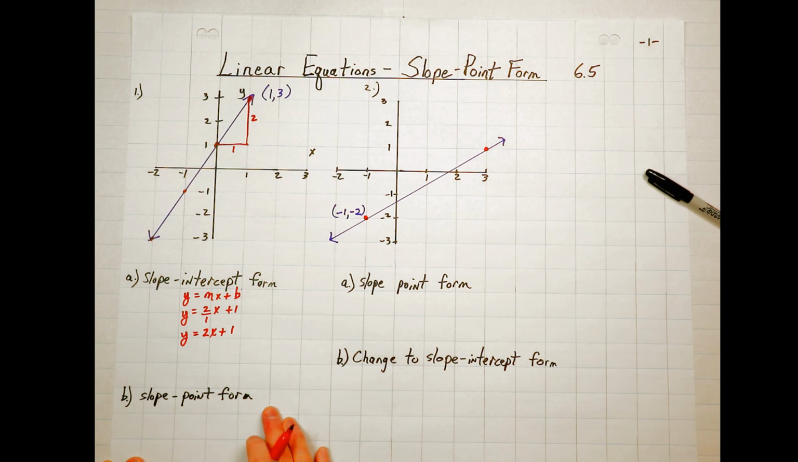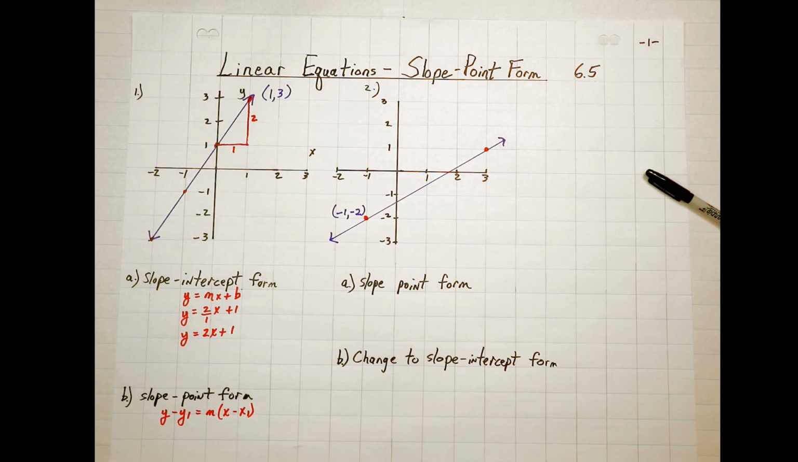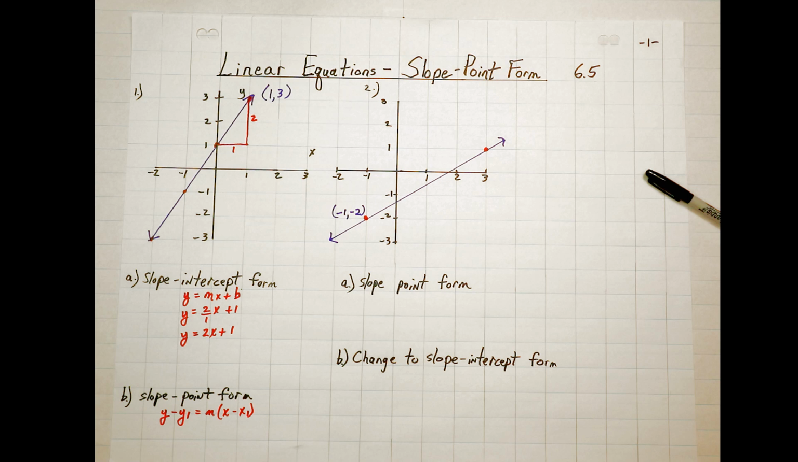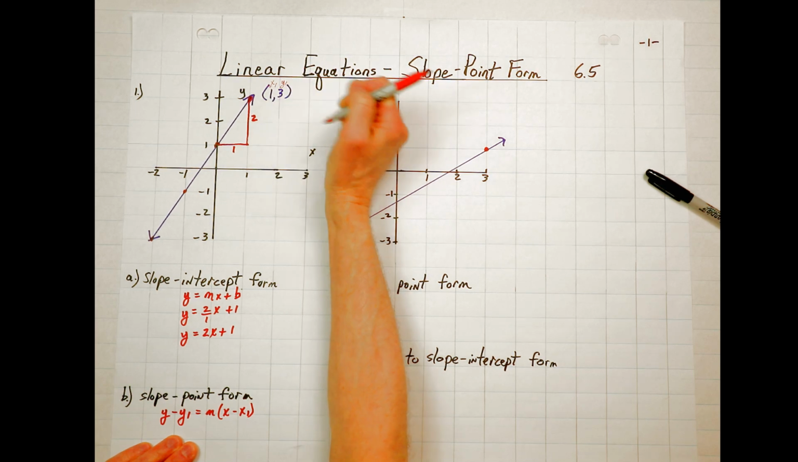Okay, so let's look at slope-point form. I don't think you're going to find this difficult. It's just a little different. The letter form of slope-point form is y take away y1 equals m times x take away x1. Now on the graph, I've chosen the point (1, 3). With (1, 3), remember the first letter is x, so this is going to be x1 and y1.